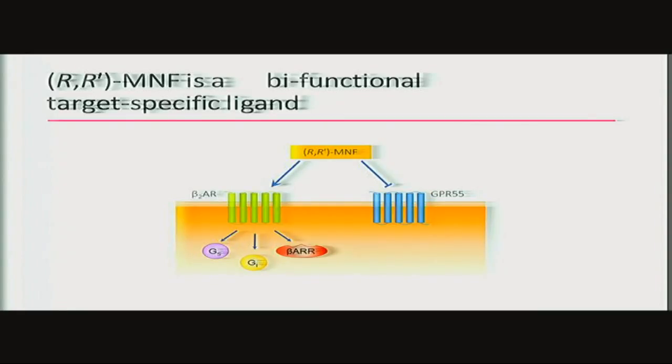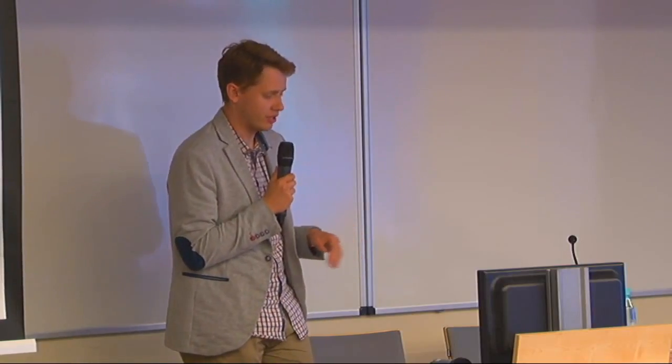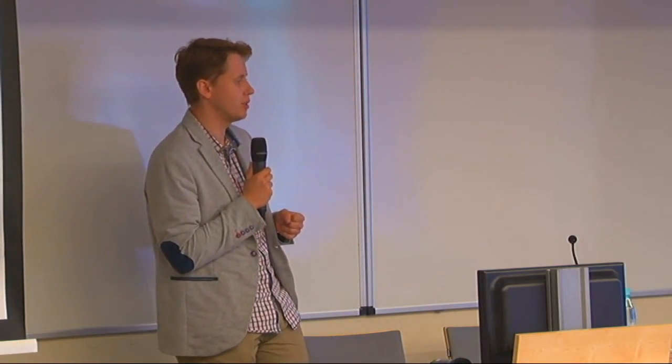But we know that when this receptor is overactivated or overexpressed, it drives the proliferation of cancer cells and makes them more aggressive. So with RRMNF, we can block signaling downstream of this receptor.